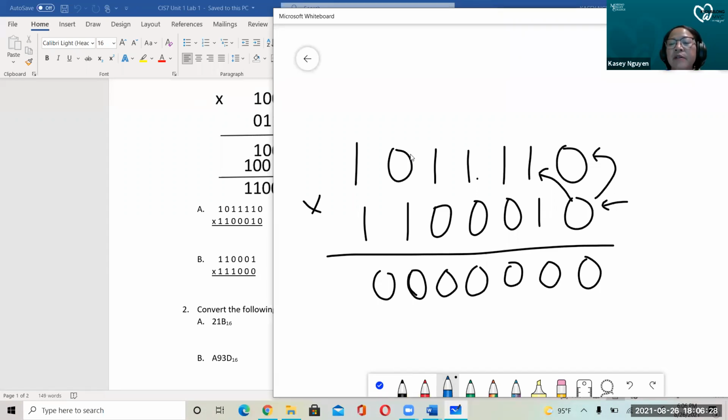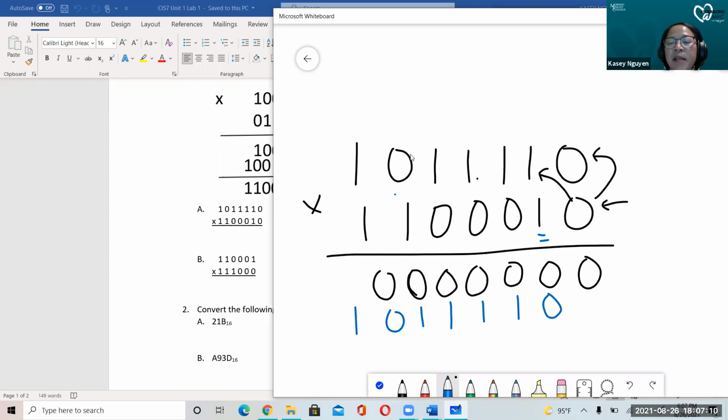Then we move over to the next digit, this one. Then we have 1 times 0 is 0. 1 times 1 is 1. 1 times 1 is 1. 1 times 1 is 1. 1 times 1 is 1. 1 times 0 is 0. 1 times 1 is 1. So as you move to the left digit here, you also want to move to the left digit as you place it as the result. Okay.